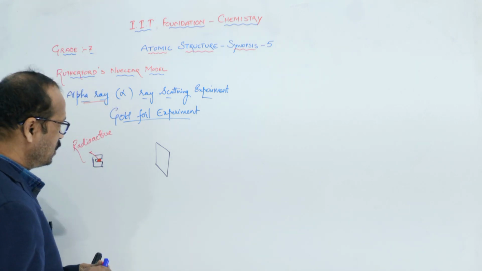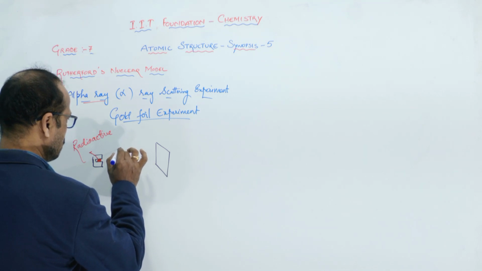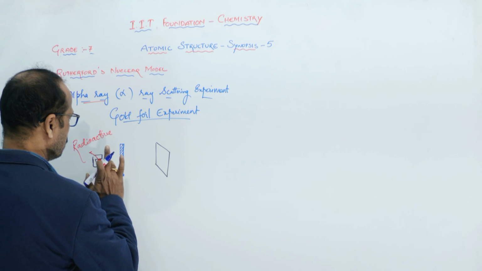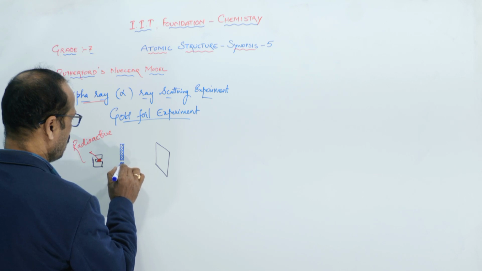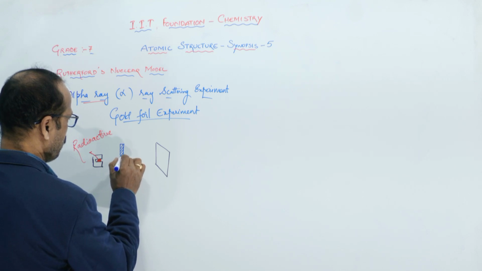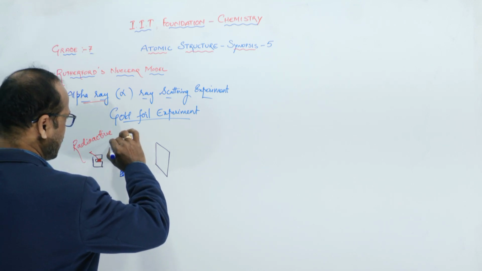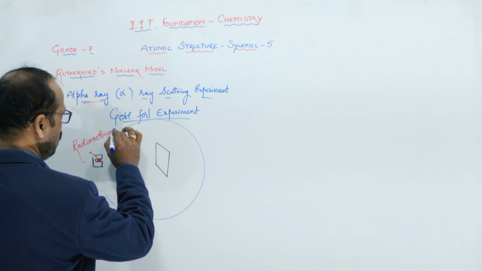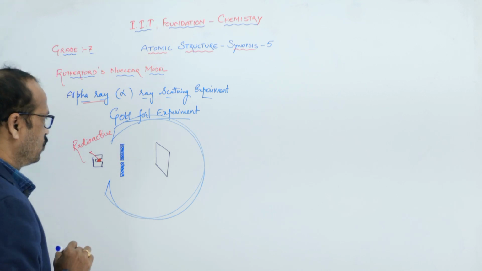Now the arrangement will be different. Here in the arrangement, he arranged one slit also. Slit means a small gap where the particles will flow only in a single direction. Then he arranged one screen around it. This is called a fluorescent screen.